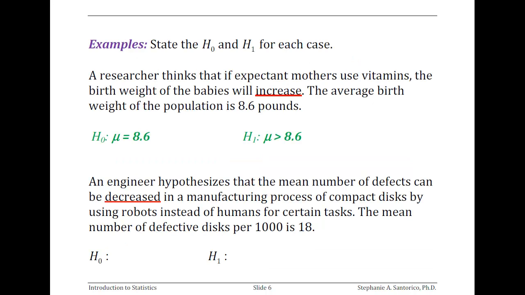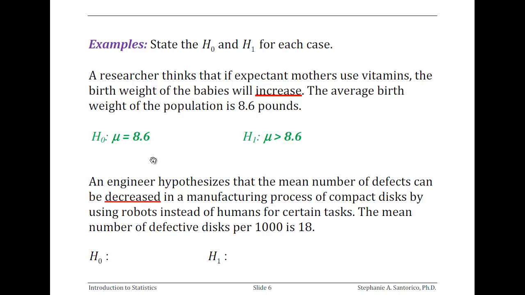All right, so some examples, and I'm underlining some keywords to help you think about how you're formulating your alternative. Keep in mind your null is always going to be equals. We're going to go through and state your null and your alternative for each case. So here, the first example: a researcher thinks that if expectant mothers use vitamins, birth weight of babies will increase. That's what they're hypothesizing. And we are given that the average birth weight of the population is 8.6 pounds. So given no other treatments or conditions, average weight is equal to 8.6. That gives us our null.